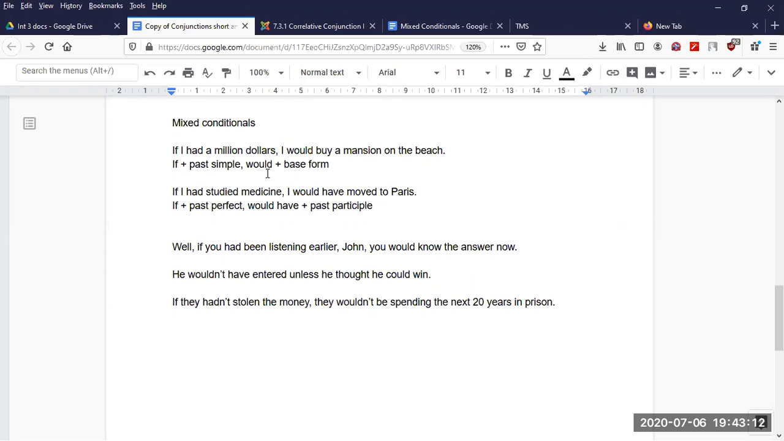In the third conditional, we are talking about an imaginary situation in the past and the imaginary result that would have occurred following the first action. So if I had studied medicine, I would have moved to Paris. And in this we have the if clause with the past perfect and I would have in the past participle. Basically the present perfect.